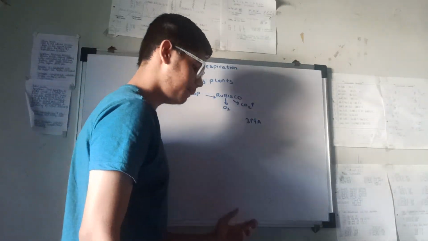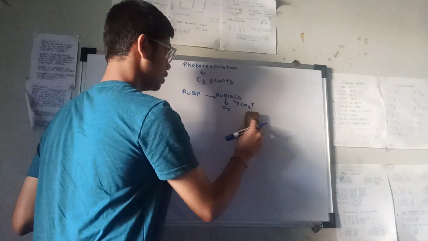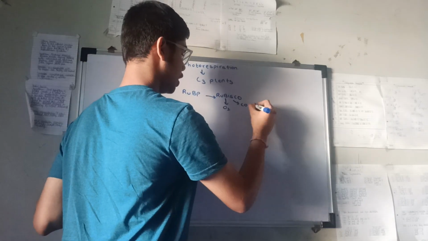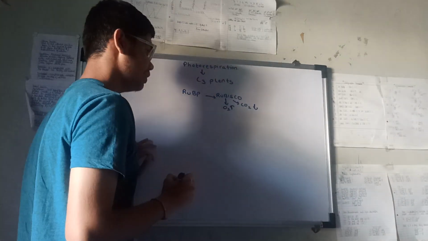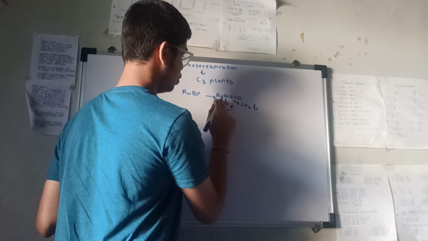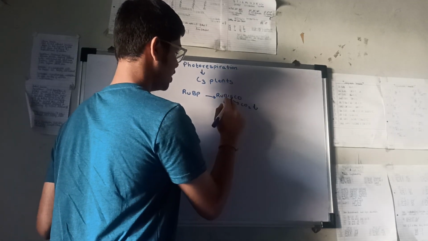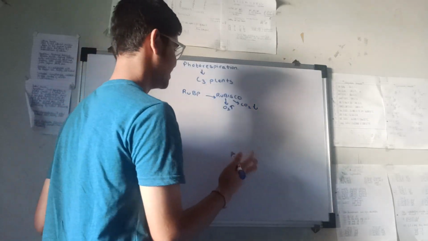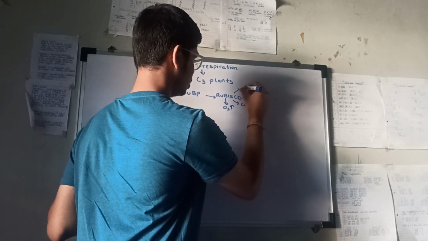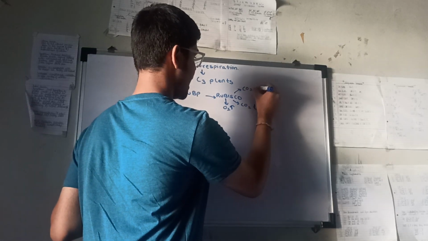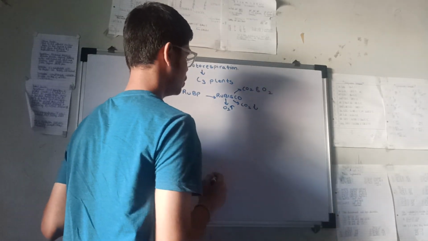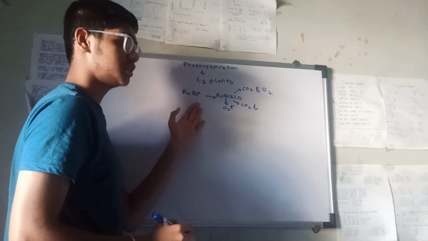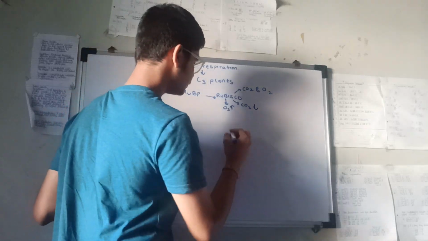But now what will happen when the carbon dioxide concentration is very low and oxygen is very high? As the name suggests, Rubisco, ribulose bisphosphate carboxylase oxygenase, it has affinity for both carbon dioxide and oxygen. So now oxygen is high over here, so RUBP will bind with oxygen.